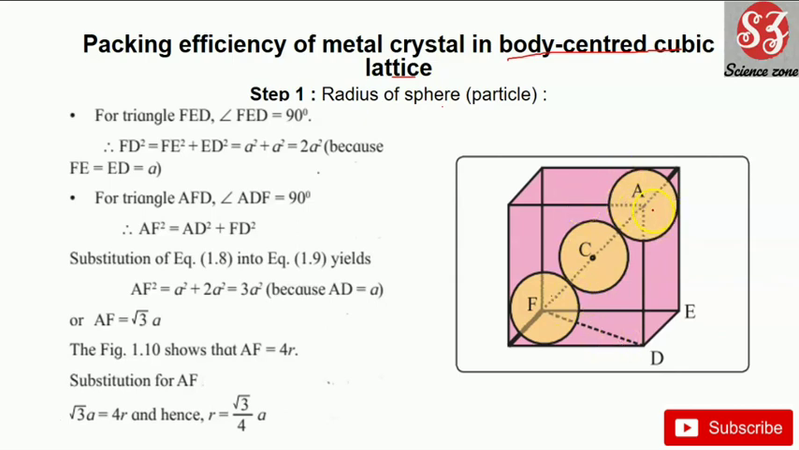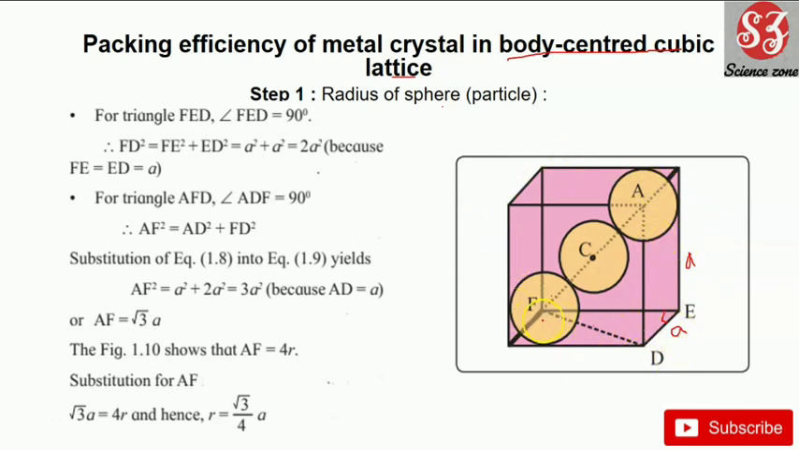See, the particle at the corner is touching the particle at the center, so as to form this triangle. There are two triangles, FAD and FED. Start with the triangle FED, which is what you have to concentrate on now. As you see, this is a 90-degree angle, so it will follow the Pythagoras theorem. The length of the edge over here is a. It is a cube, so from all sides it is a.